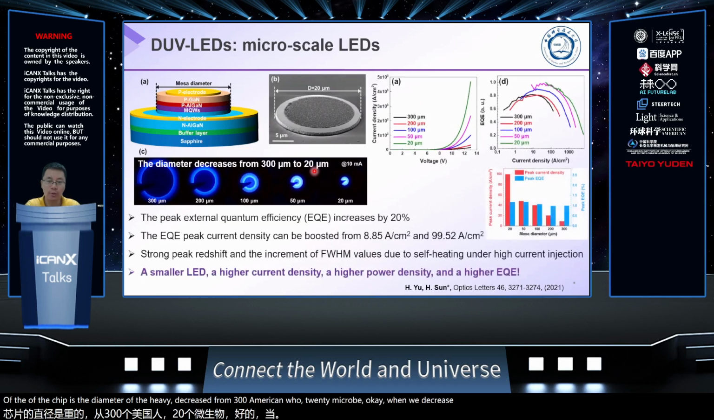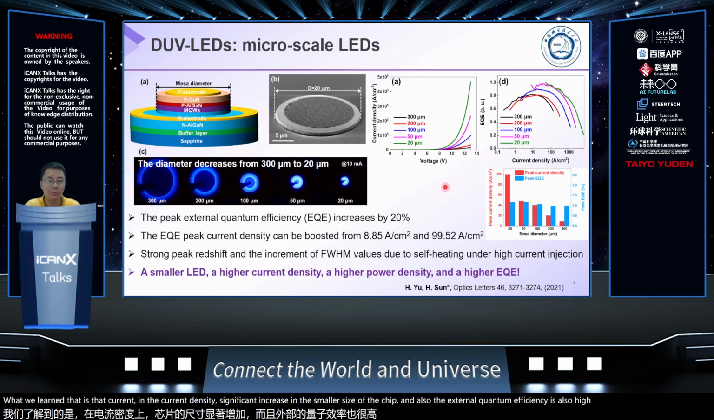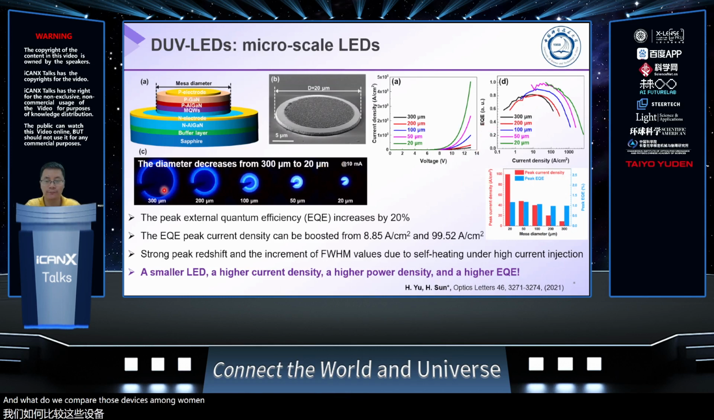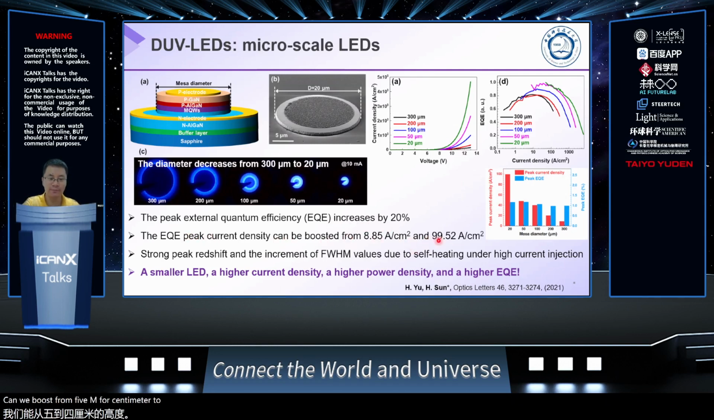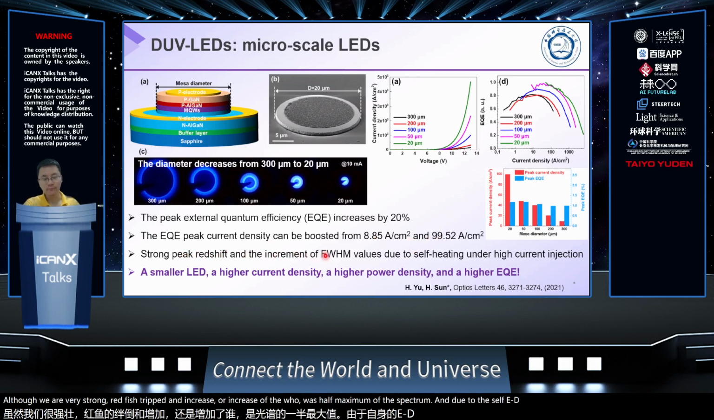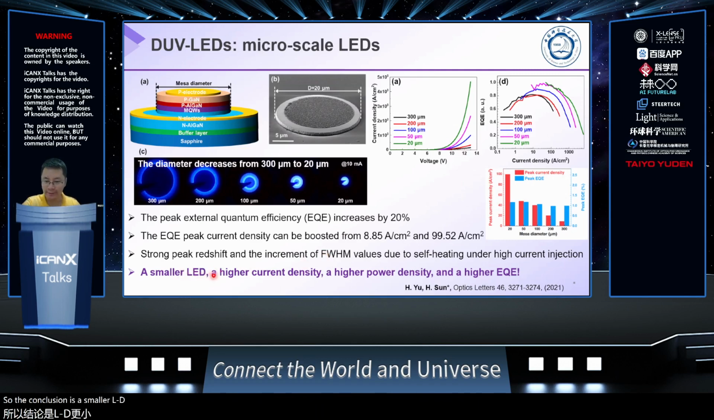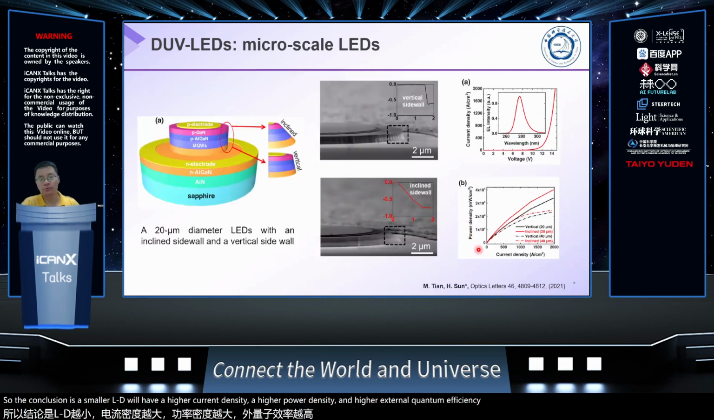When we decrease the size, what we learned is that current density significantly increased in the smaller chip, and the external quantum efficiency is also higher. When we compare devices of different diameters, the peak internal quantum efficiency can increase by 20% if we decrease the chip size, and the peak current density can be boosted from 5 MA per centimeter squared to 99 MA per centimeter squared. Also, we observe a strong red shift and an increase of the full width at half maximum of the spectrum, due to self-heating. So the conclusion is a smaller LED will have a higher current density, a higher power density, and a higher external quantum efficiency.